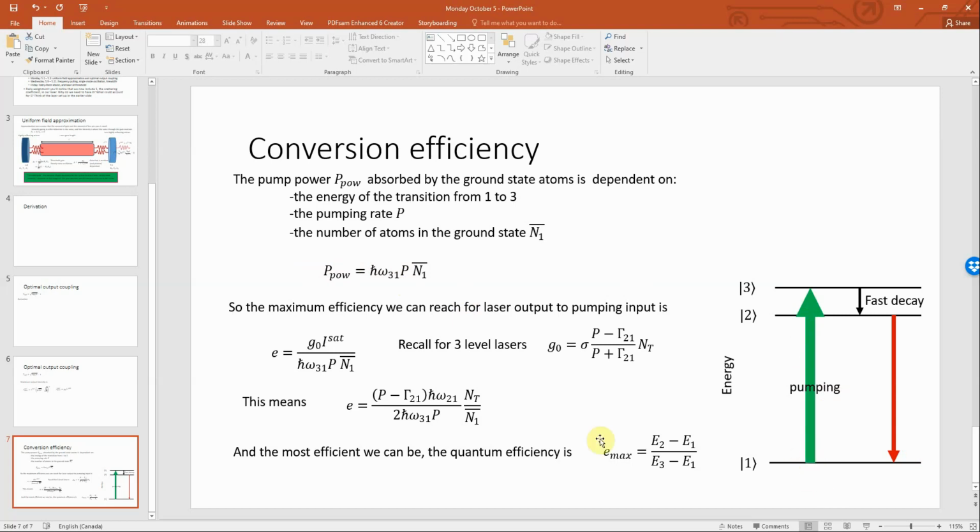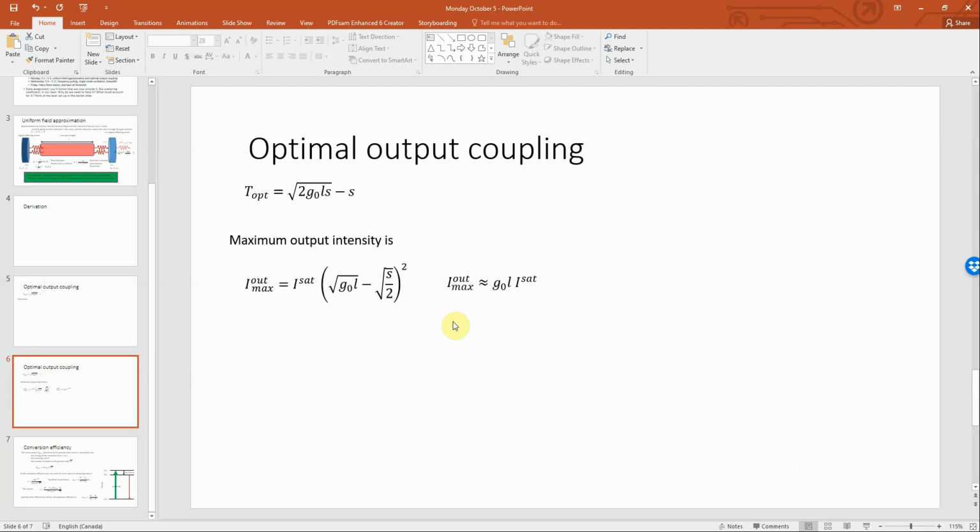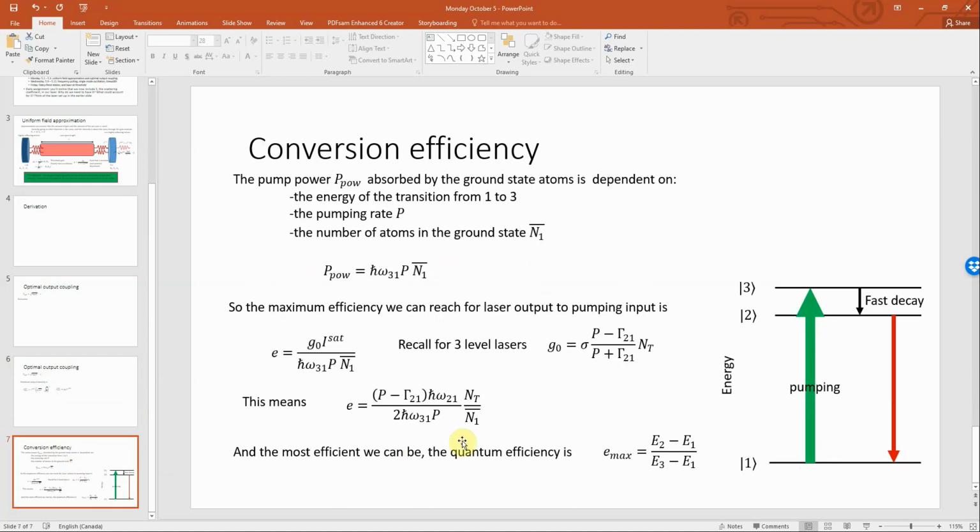Now, this efficiency for this optimal output is going to be this gain times this length over the saturation intensity, right? And so that means the efficiency is going to be the ratio of that case. So we're going to have the gain times the saturation intensity over this pumping power, right?